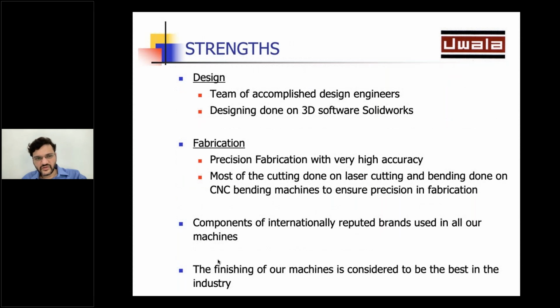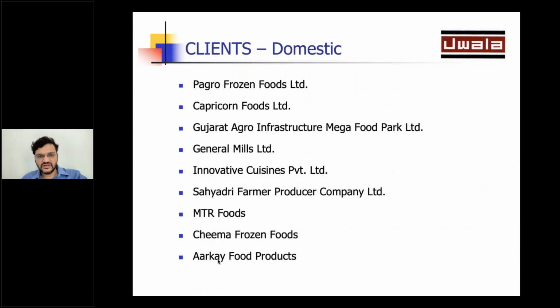So design is one of our essential strengths. We do all our work in 3D software like SolidWorks, which ensures that our designs are thoroughly checked before we take any machines for manufacturing. We believe in precision fabrication. That is why all the cutting and bending which we do, all of those are on CNC machines. We use components of internationally reputed brands only. The finish of a machine can be considered to be the best in the industry.